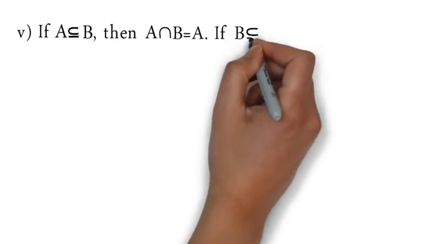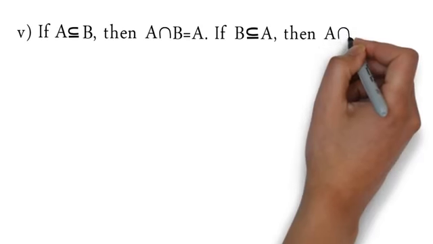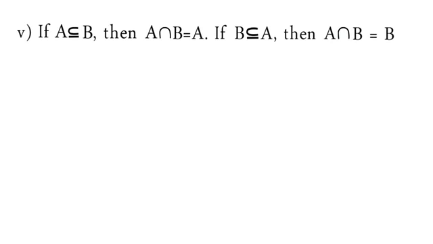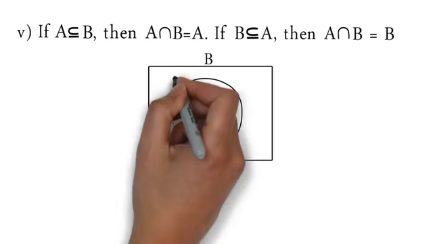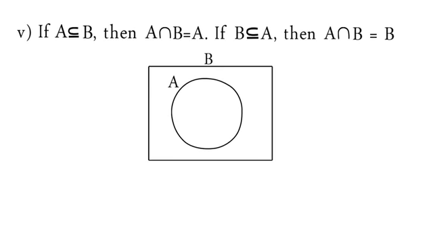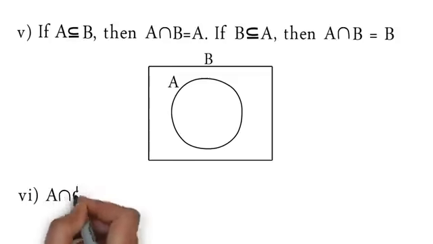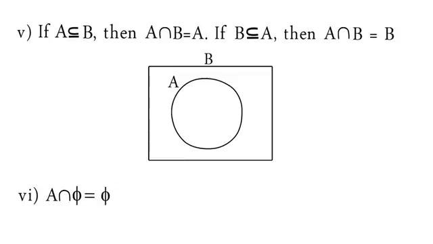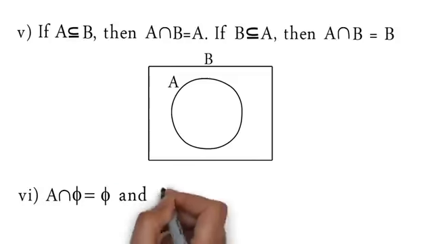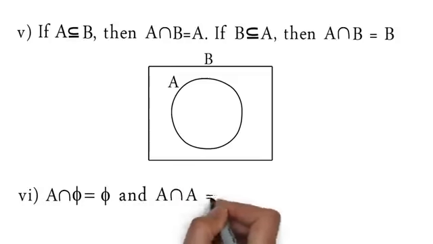Fifth, if A is a subset of B, then A intersection with B is equal to A. If B is a subset of A, then A intersection with B is equal to B. Here we can see that if A resides inside B, the common part is nothing but A. Hence, if A is a subset of B, then A intersection B is equal to A. Sixth, A intersection with null set is equal to null set, and A intersection A is equal to A.